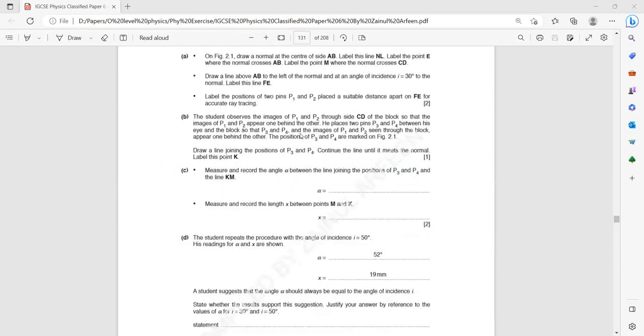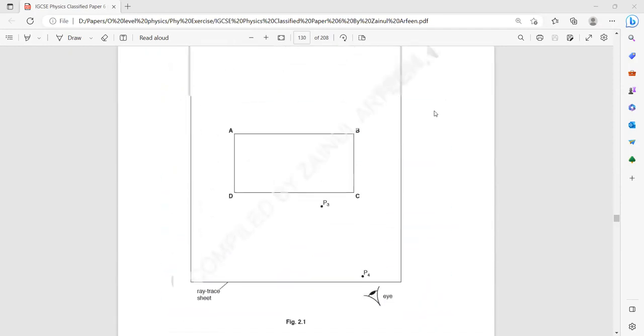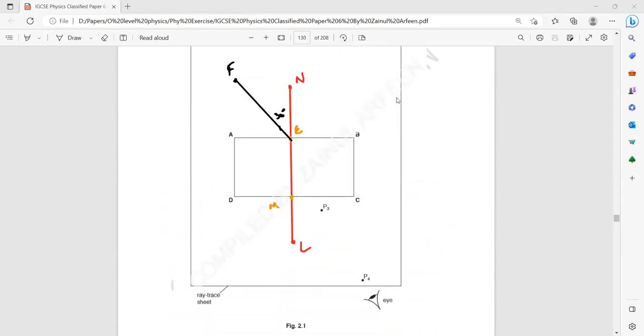Then the student observed the image, then labels two positions of the pin and places them at a suitable distance. So we have to place two pins, as I mentioned, P1 and P2, at a suitable distance. Whenever we place the pins, one of the pins should be closer to the reflecting or refracting surface. And what about the second pin? When we locate the second pin, it should be 5 centimeters from the first one. So measure a 5 centimeter distance and place the second pin.